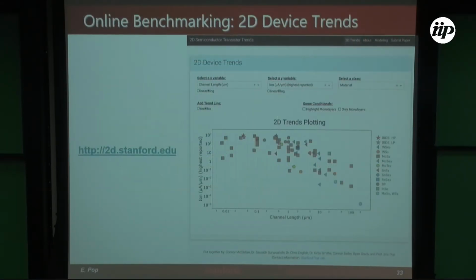Okay. I think I showed this as well. This is more of a personal plug again, or plug for my group, rather, my students. We've put together an online benchmarking tool, 2d.stanford.edu. This is the website. You can go there right now. I hope it's working.